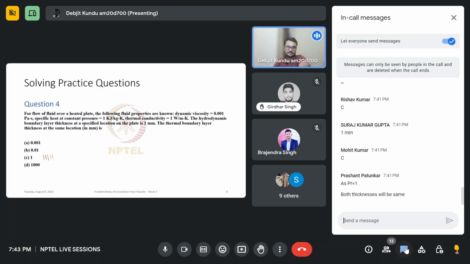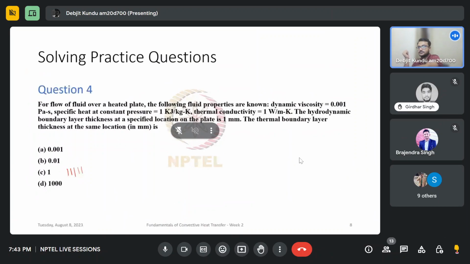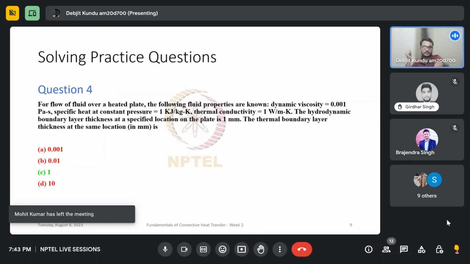Okay, so as someone has remarked in the chat box, as Prandtl number is equal to 1, both thicknesses will be the same. So let's have a look at the solution. Everyone is indeed correct. The correct solution would be option C, that is 1. And the process was correct as well.